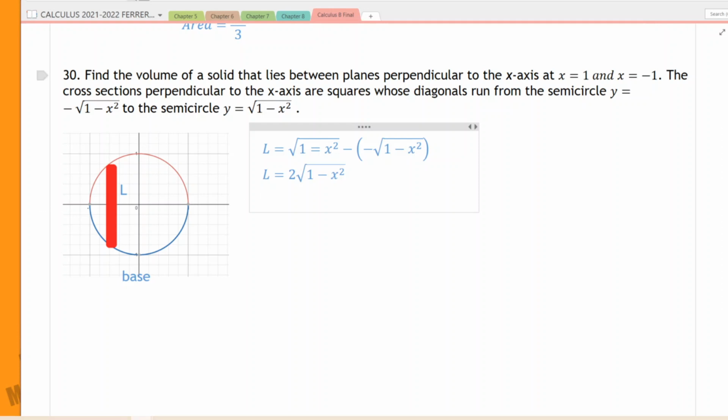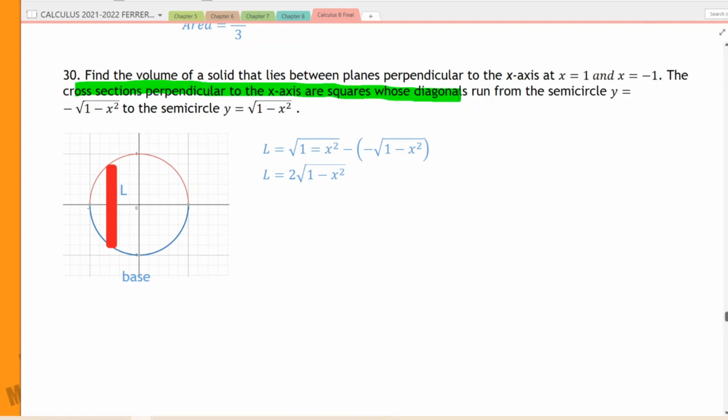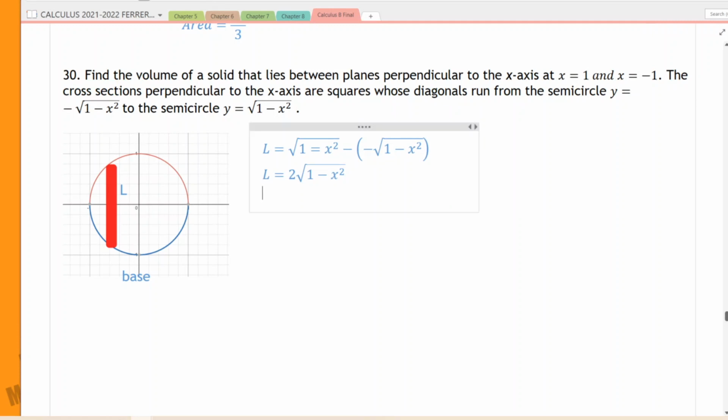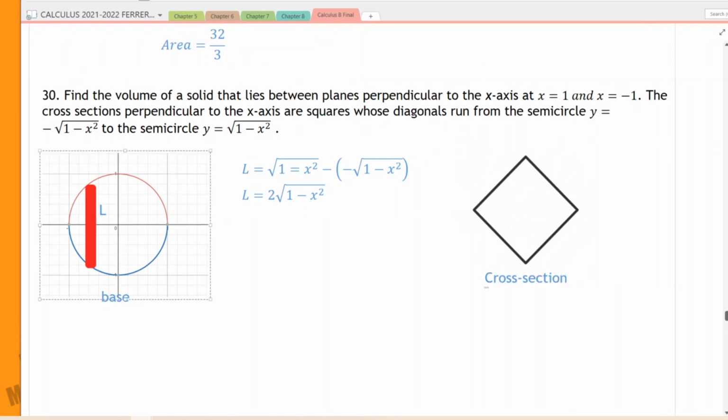Now we need to know about the cross sections. The cross sections perpendicular to the x-axis are squares whose diagonals run from semicircle to semicircle. So if the diagonals are going from a semicircle to a semicircle, that means L is going to be the diagonal, because L is a length that's going from semicircle to semicircle. So L is going to be the diagonal of one of these square cross sections. We'll put this diamond shape here to represent the square, and now we'll put our L here next. Where is L on this square?